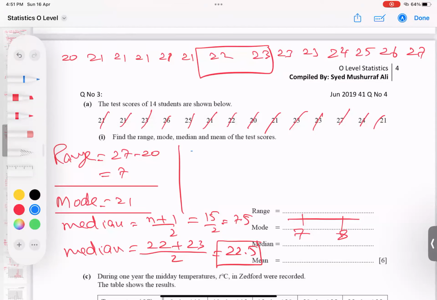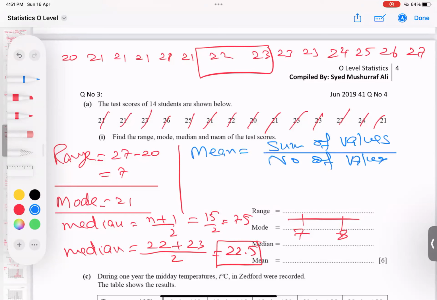Sum of the values by the number of the values. So don't forget this formula. And I'm finding it now. What is the sum of the values? Add them all. I'm saving my time, I know it very well. If you add them all, I don't write this fully here. The answer is 22.7.